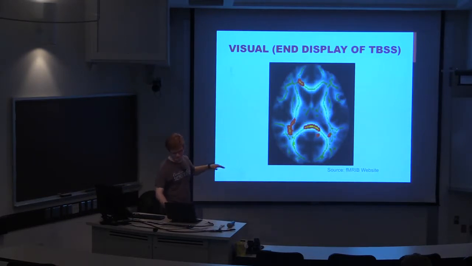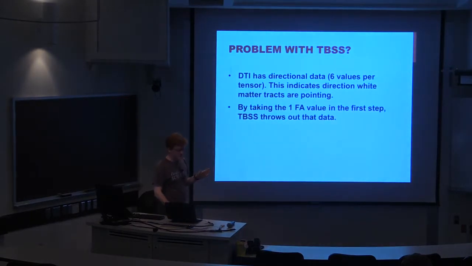Okay. Now, yeah, TBSS is a tool which can tell you the average differences between two groups of people just based on the images of their brain. Now, the problem with TBSS is that it basically takes all this information about DTI, which has, again, 6 components per voxel, and it pretty much just throws all of it out in the first step.